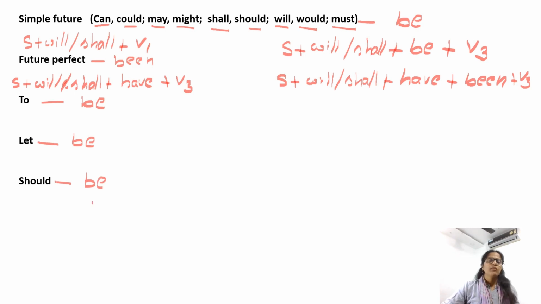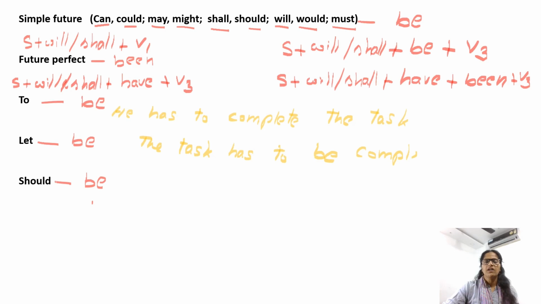Now let's see an example for this to. He has to complete the task. When we change it to passive voice, it has to be like the task has to. We have to. After to comes be. Completed, V3 form of a verb. Completed by him. An example of using let.